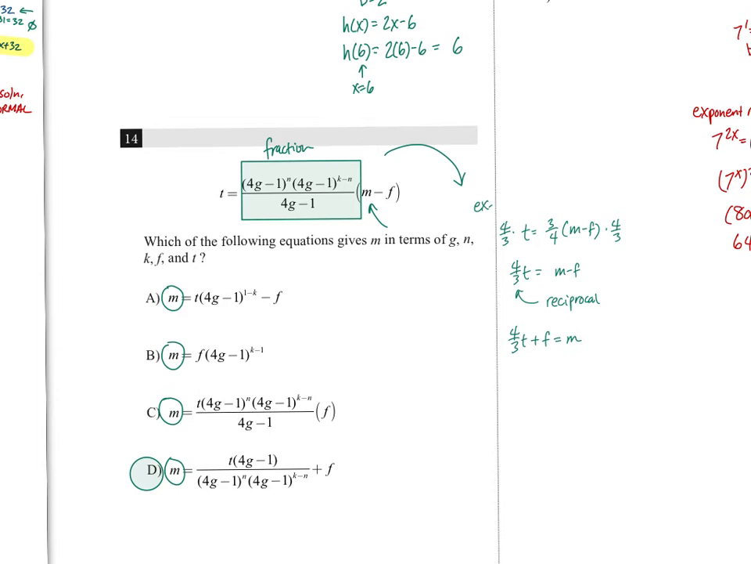So the only reason that this is harder is because you might not see or notice that it's a giant fraction. And of course, if we can see it as a fraction, just do the reciprocal, or check out the reciprocal in the answer choices. It's got to be D, right? So D has that whole thing where we have the reciprocal being multiplied by the T, and then because it's m minus f, we have to add f to both sides, so that plus f is right there.